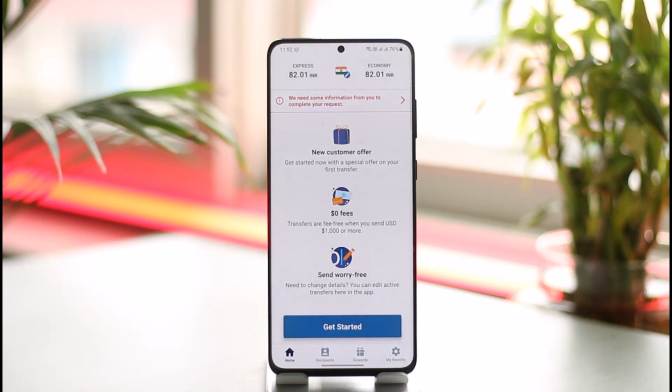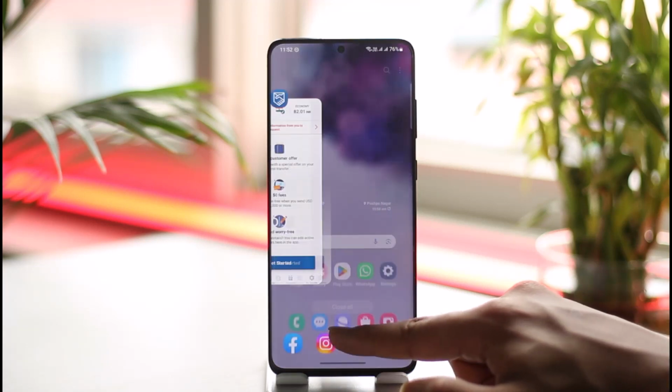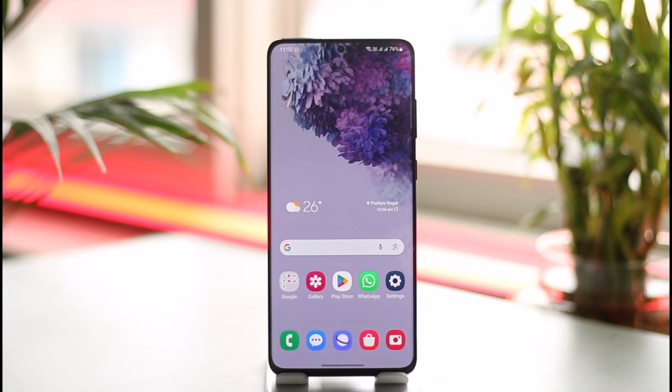So I hope this video helped you understand whether or not you can delete your transfer history from Remitly. If you have got any more questions, then feel free to leave them down.